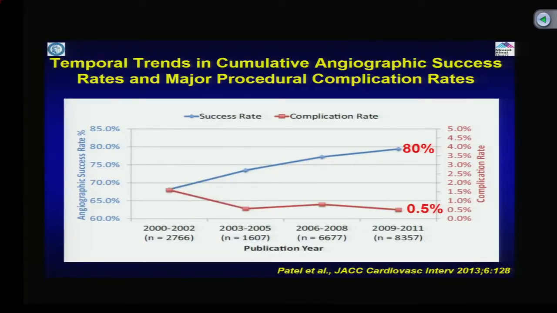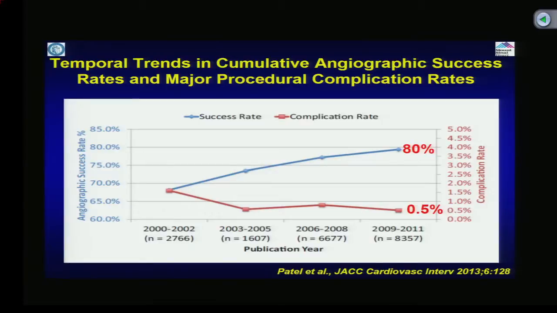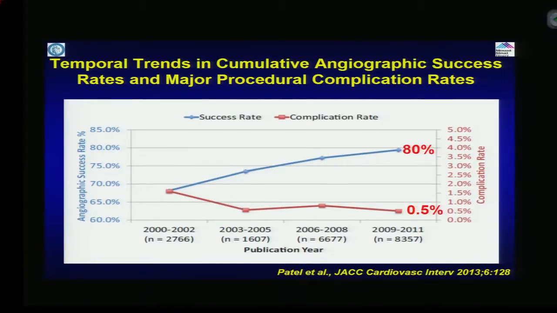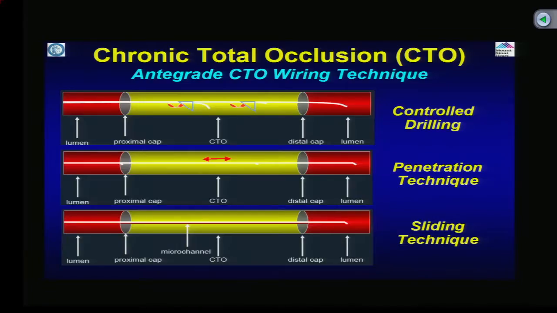As I showed last time also, there is a variation in institution and geographic pattern in who tries the CTOs. So CTO may be present in 15% of our angiography, but intervention of the CTO is done in only 4-5%. The reason is that many centers will not do the CTO, so a dedicated center having a dedicated team and continued success with lower complications will drive this field to the next level of CTO success.